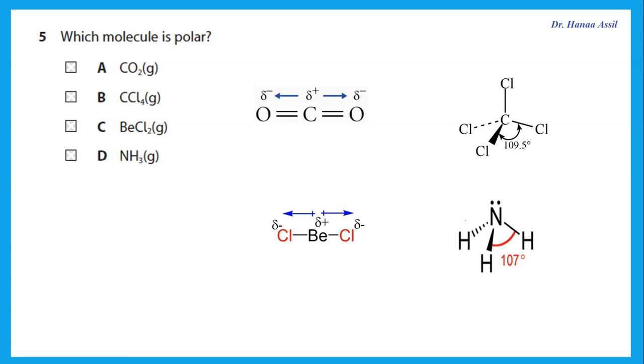Ammonia, now that is polar. There is a polarity towards the nitrogen. The nitrogen is more electronegative than hydrogen. You should remember that. Electronegative means the ability of the atom to attract electrons to itself. So nitrogen would attract the bonding pairs of electrons to itself, and I will have a net polarity pointing towards the nitrogen. So the molecule overall is polar.